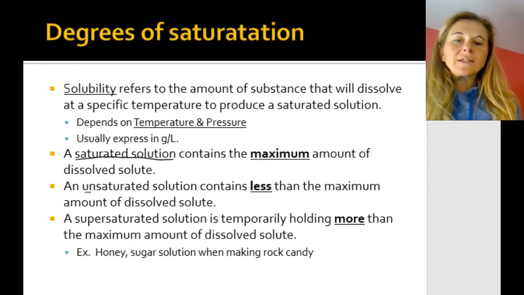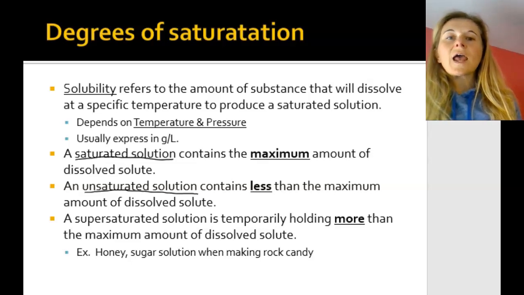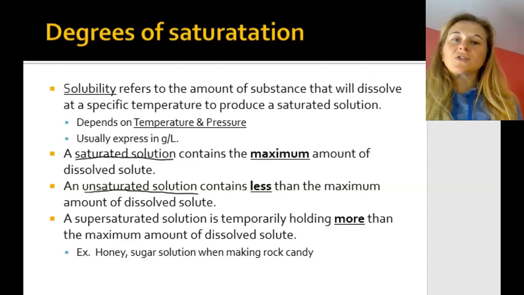An unsaturated solution contains less than the maximum amount of dissolved solute. That means if a solution is unsaturated, we can add more solute. If it's saturated, that means that the solvent cannot hold any more solute. So let's put this to a real life situation. Let's think about iced tea. Okay, so if you have iced tea, it's cold, right?